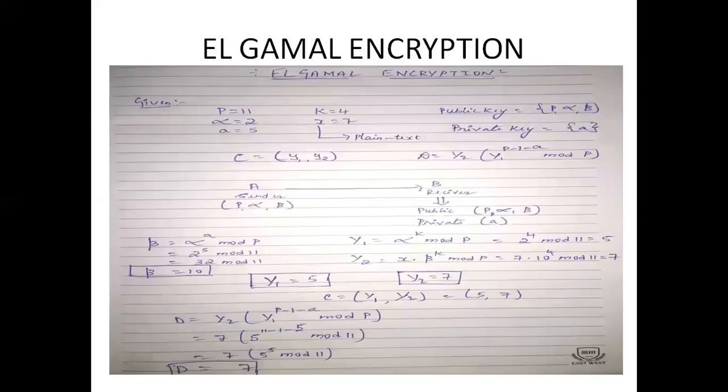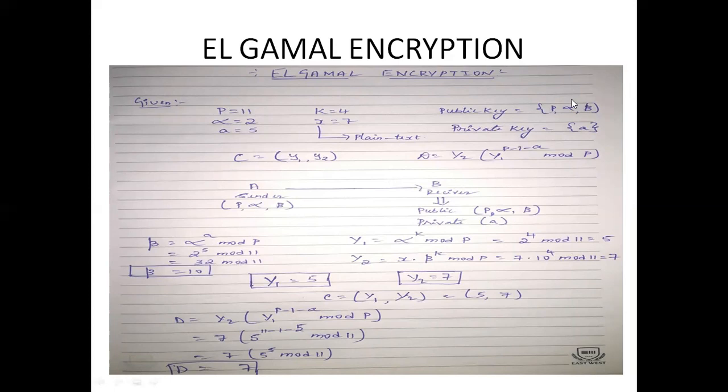So next we're going to see Elgamal encryption. What do we mean by Elgamal encryption? There is not much to it. Here we're going to solve a problem on Elgamal encryption, where they give a prime number P equal to 11 and alpha equal to 2. What do we mean by alpha? I'm going to tell you later. And the A value is 5 and K equals 4. X is my plain text, which is 7.